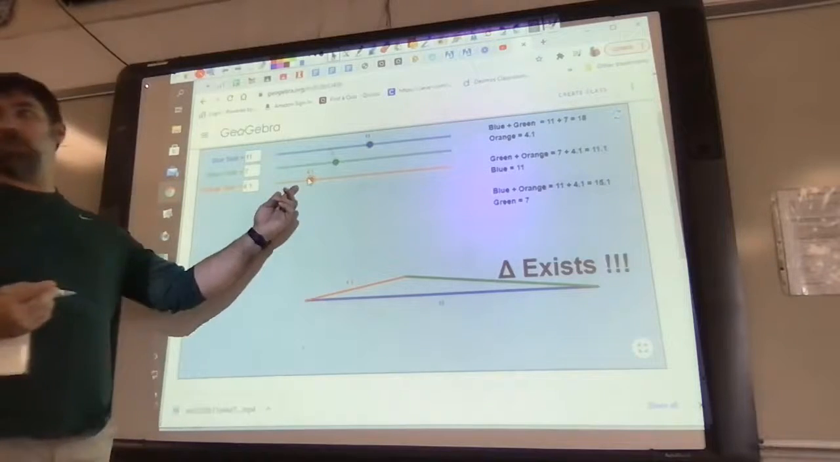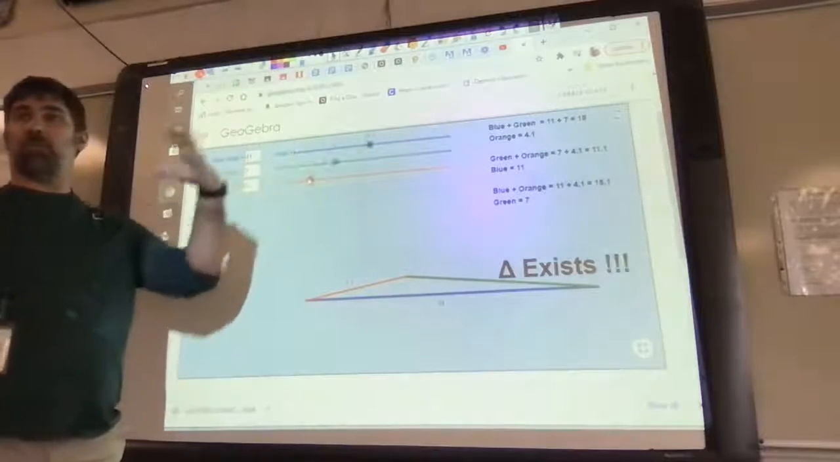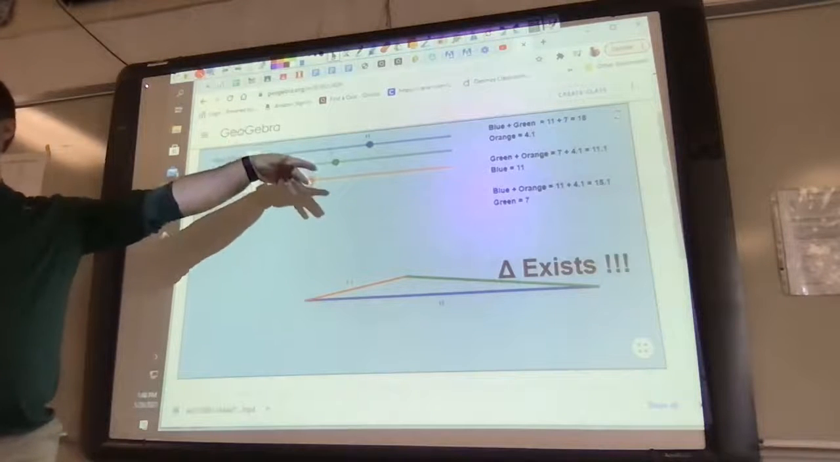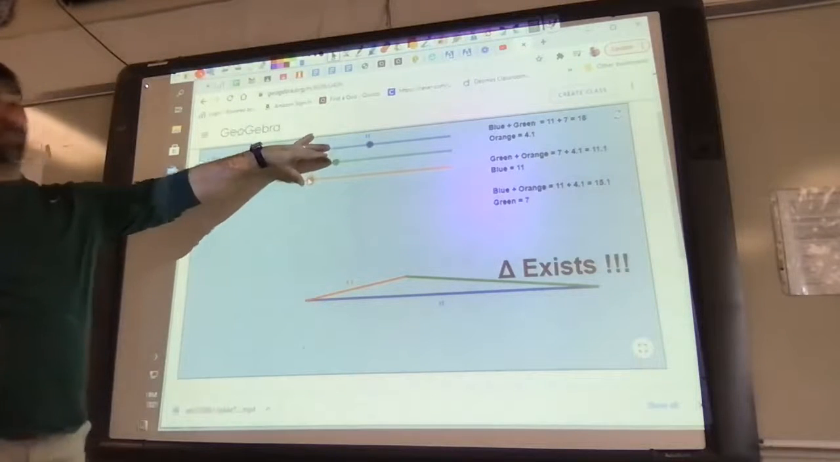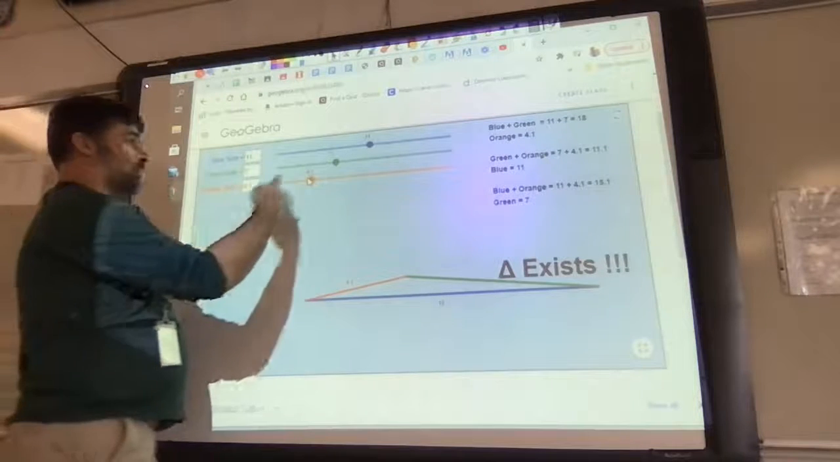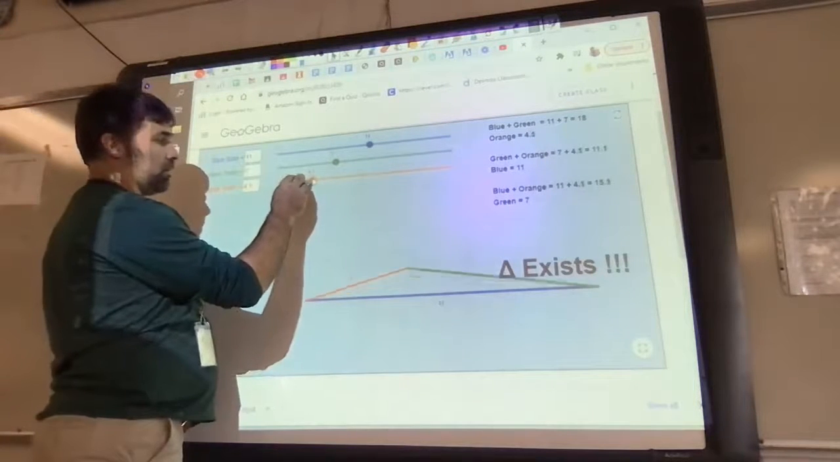Exactly. So if it's 4, it won't work because 4 plus 7 is 11. The two smallest have to be bigger than the third, right? But 4.1 would work because now all of a sudden this is 11.1. Small triangle, but it will make it. So it's got to be bigger than 4. All right, let's keep going.